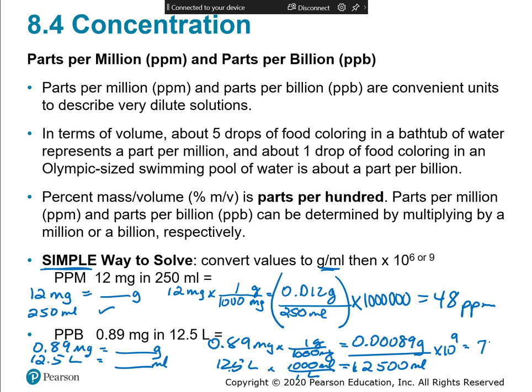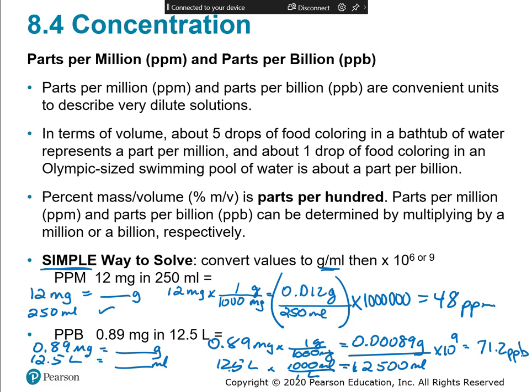I got 71.2 parts per billion. Now some people are like, well, how do you round that? What's the rounding? Typically with this, you get this answer and you're going to end up comparing it to something that is like a threshold, like the maximum amount of this you can be exposed to is this many parts per billion.